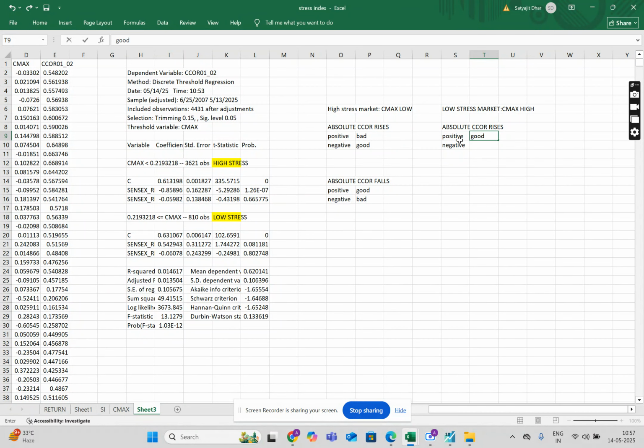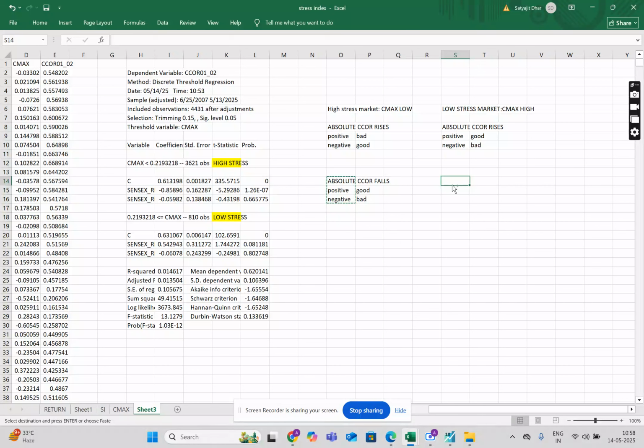So that is good. And suppose the correlation was negative. So the negative correlation is increasing. The absolute value of the negative correlation is increasing. That is, when the market is doing well, my asset is moving further away from the market. So I will be sad. So that is a bad thing. So now let's see this.